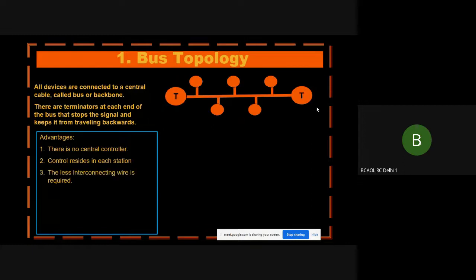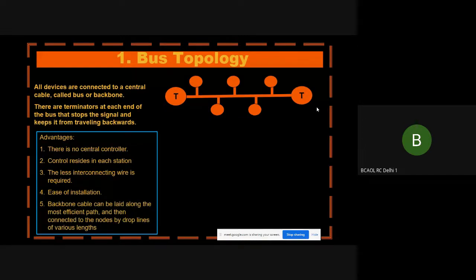Less interconnecting wire is required because a single wire is there, so you will not require more wires. Ease of installation is there, it is easy to install, and the backbone cable can be laid along the most efficient path and then connected to the nodes by drop lines of various lengths. So the backbone cable can be laid and it is easy to install this kind of network.